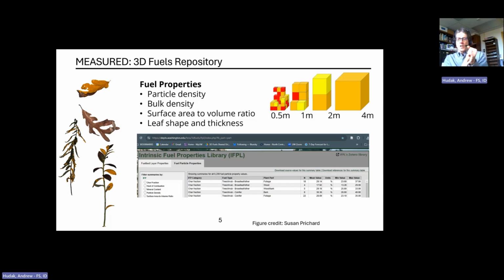They also collected TLS scans where all these plots were. And so they have the non-destructive data, the point cloud data, with which to associate to the physical fuel measurements. So a big part of the 3D Fuels project is looking at those associations between physical fuel properties and TLS metrics.